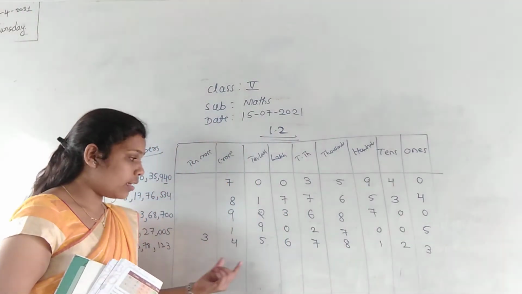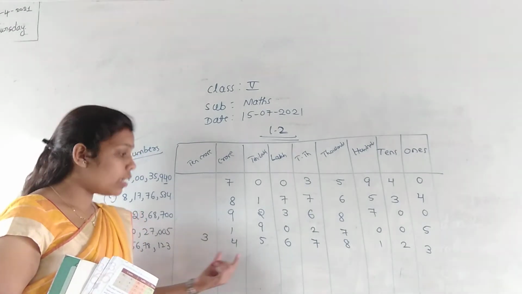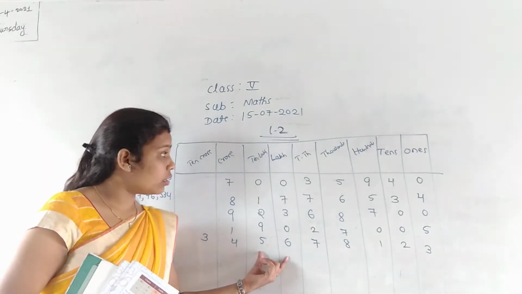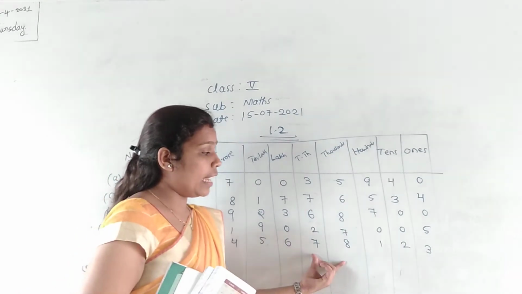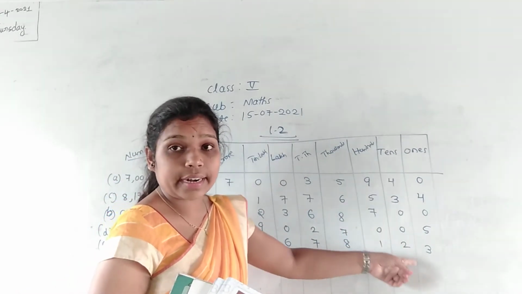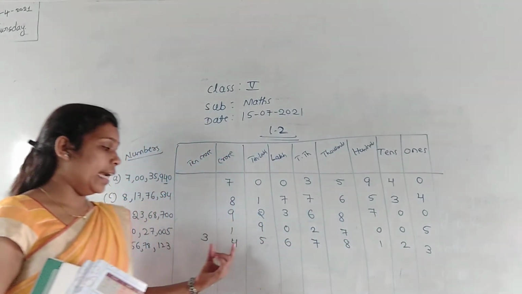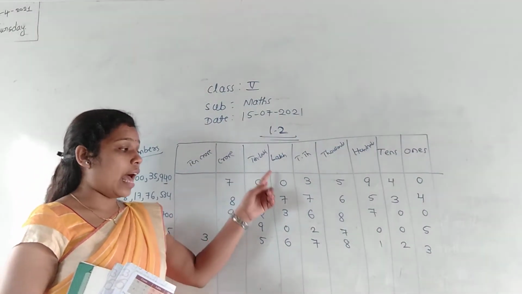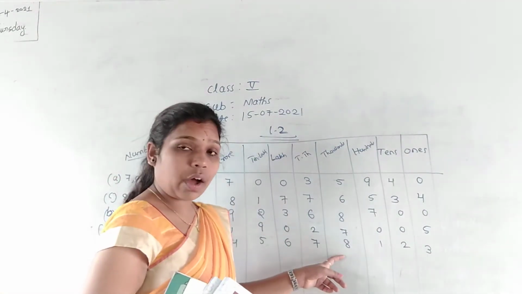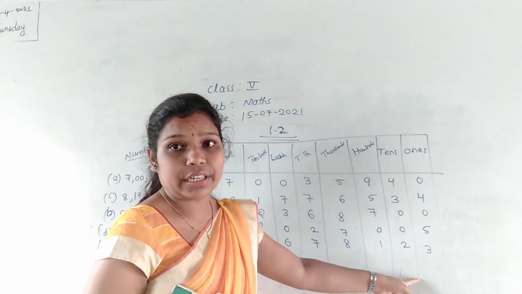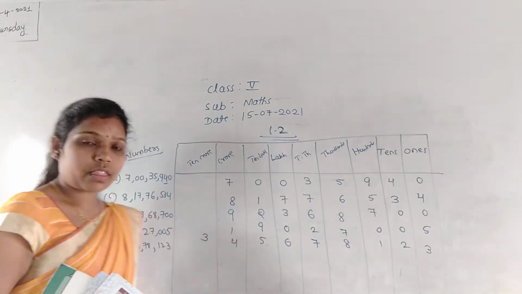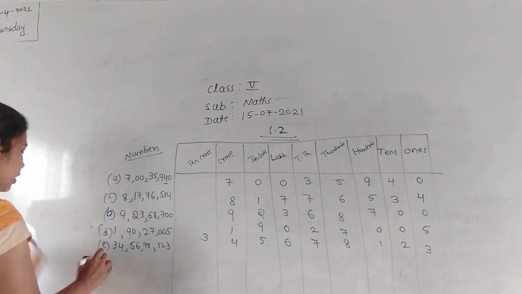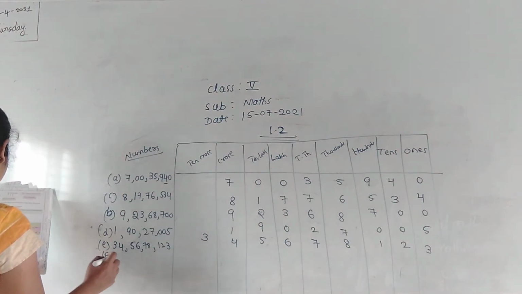34 crore 56 lakh 78,123. Once again read. 34 crore 56 lakh 78,123. That is the number name. Okay. So next we go for the next one. What's the next question here?